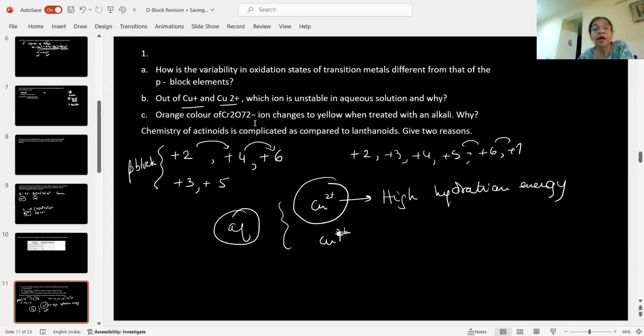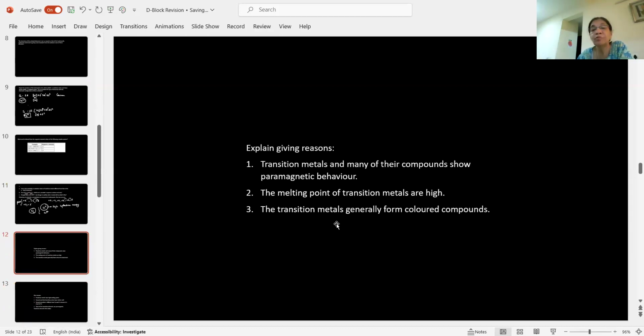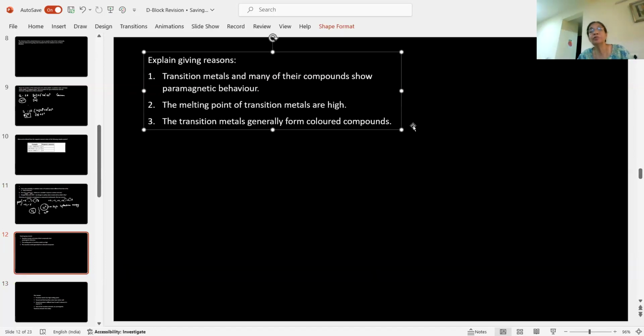Then orange color of Cr2O7 changes to yellow when treated with an alkali. It is same as I explained. Dichromate changes into chromate. This question is also a very important question. Then chemistry of actinoids is complicated as compared to lanthanoids because most actinoids are radioactive, so it is difficult to study their properties.